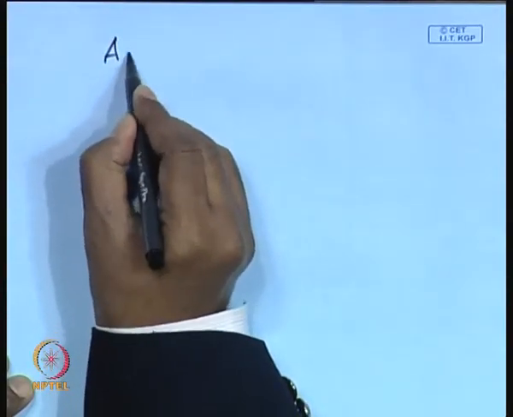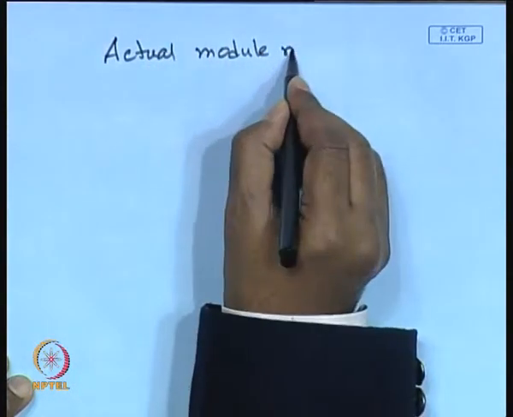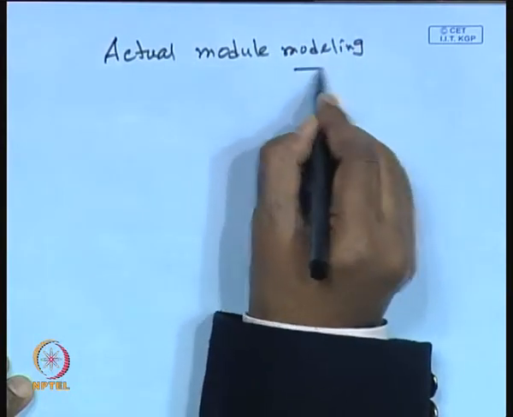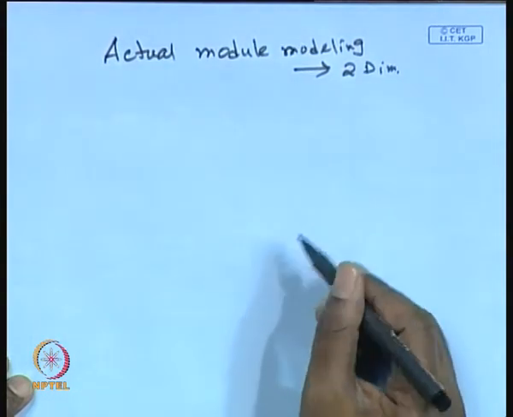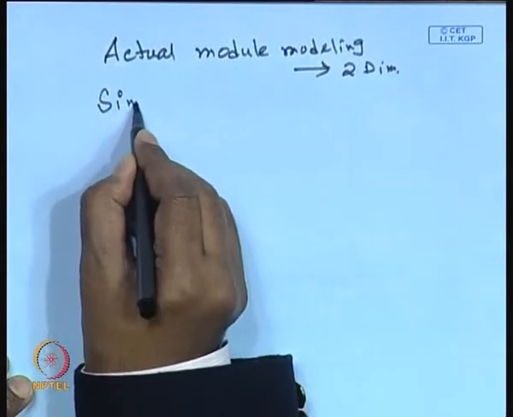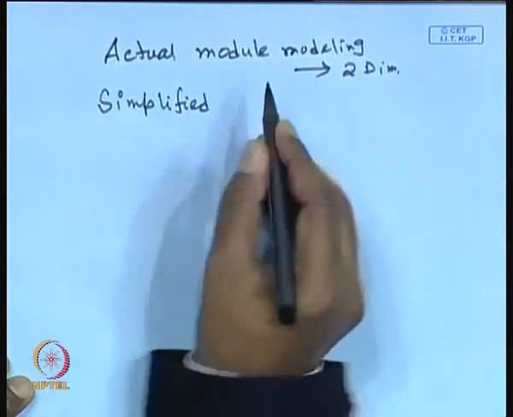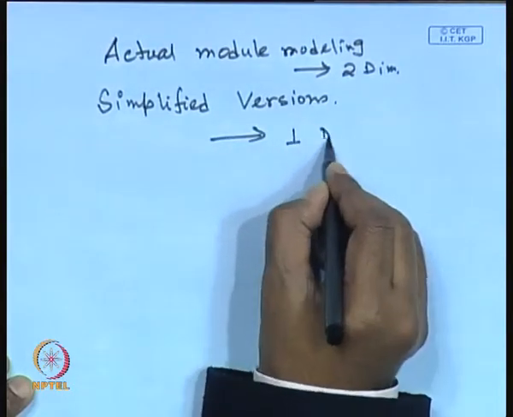The modeling of membrane modules becomes very complicated, so we will take a simplified approach. Actual membrane module modeling should be 2-dimensional or even 3-dimensional in some cases, but that is entirely out of the scope of this course because that requires numerical simulation. What will we be doing? We will be doing simplified versions. First, we will use 1-dimensional modeling.